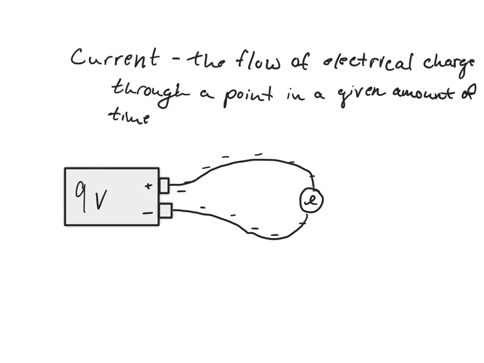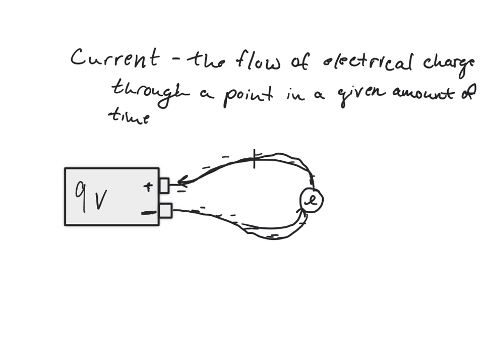Before we get started, we need to define our term. Current. Current is the flow of electrical charge through a point in a given amount of time. Or in terms of our 9-volt battery, which has a positive and negative end, it will send the negative electrons away from the negative end, through the circuit, through the light bulb, and then back to the positive end.